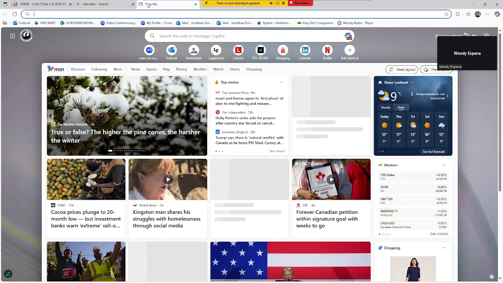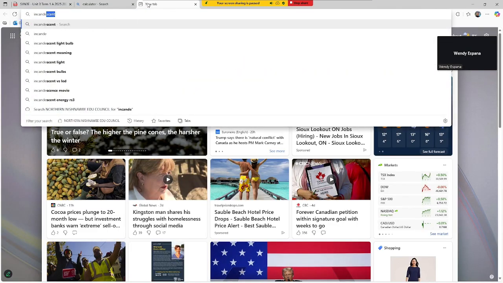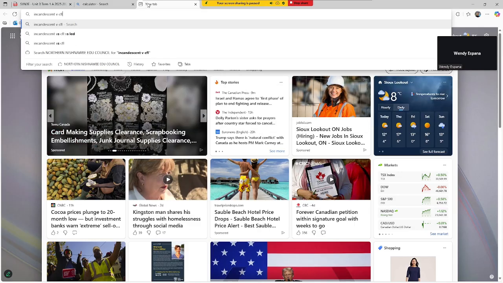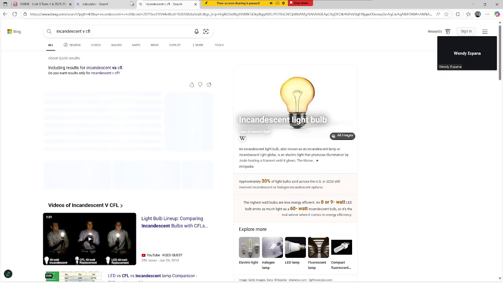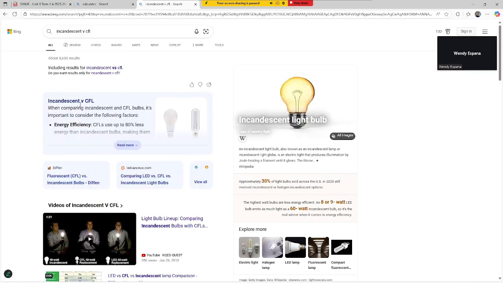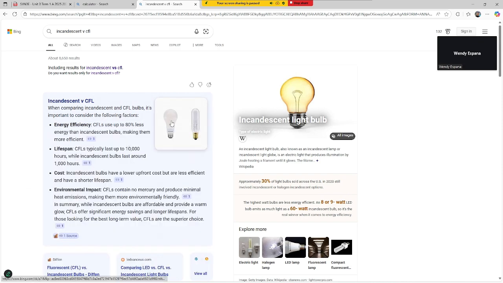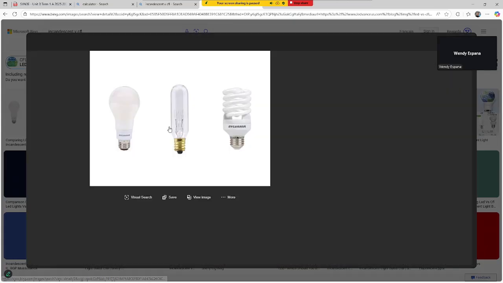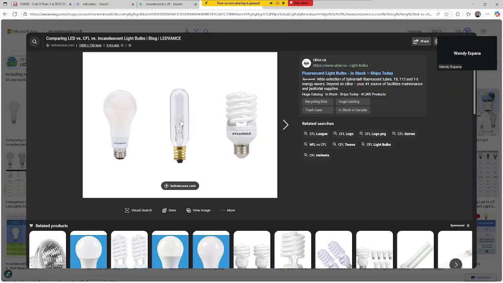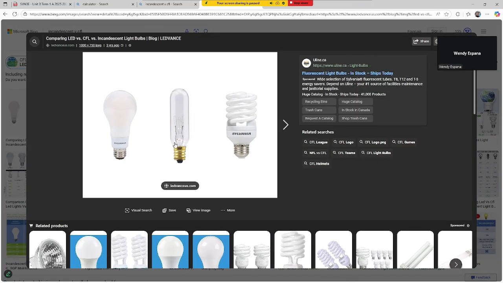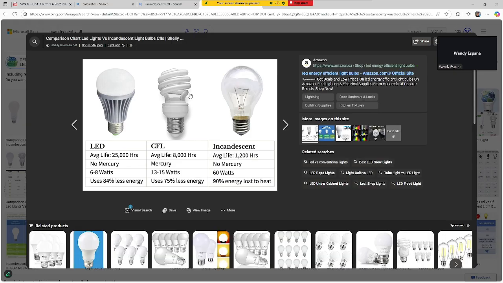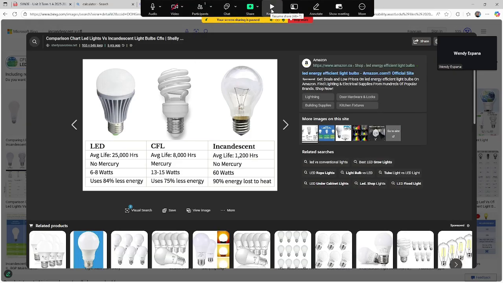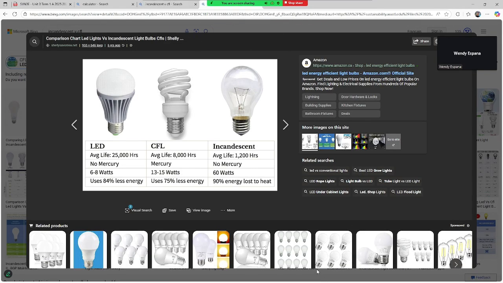I'll show you the difference between an incandescent versus CFL. Okay, here we go. Let's have a look at what it says here. Now, this is different, 3 different types here. There we go, beautiful. Give me a second, you'll be able to see that on your screen.